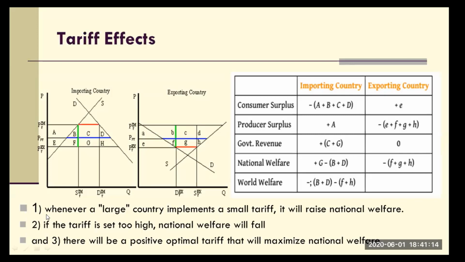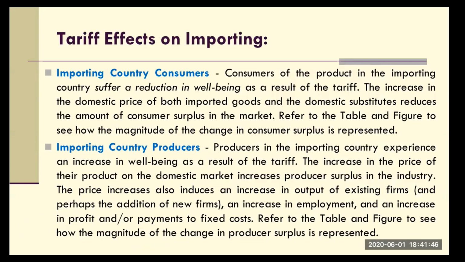So, to conclude, whenever a large country implements a small tariff, it will raise national welfare. If the tariff is set too high, national welfare will fall. We'll see that diagrammatically next. The third point is there will be a positive optimal tariff that will maximize national welfare too. So these are the pointers, and we'll see them diagrammatically.